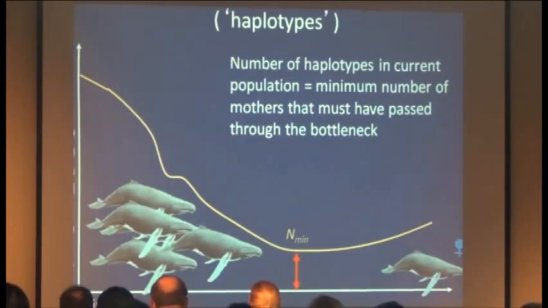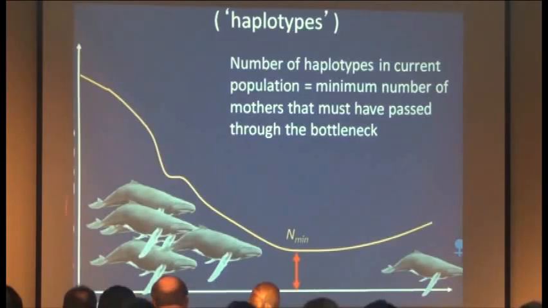We took a piece of information which you can obtain from the current populations, which is the number of haplotypes. So if you take a genetic sample of a contemporary population, then the number of haplotypes in that contemporary population gives you the minimum number of mothers that must have passed through the bottleneck, because haplotypes are maternally inherited.